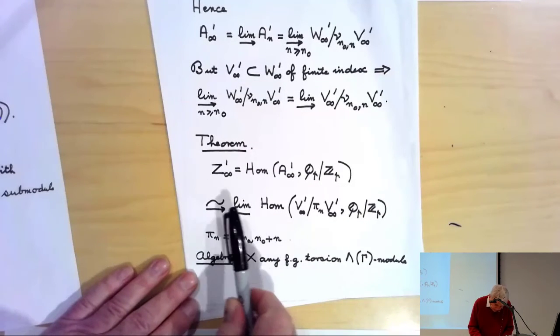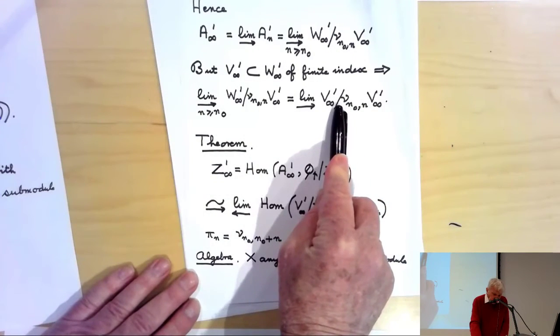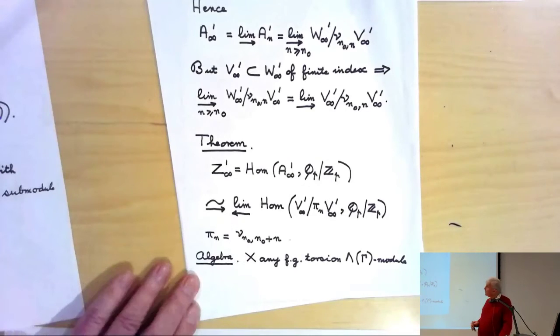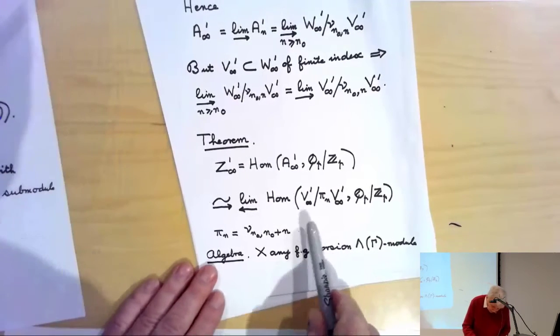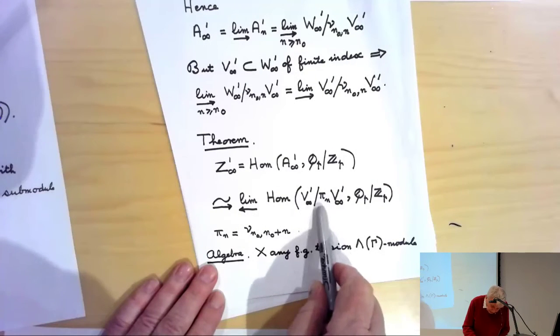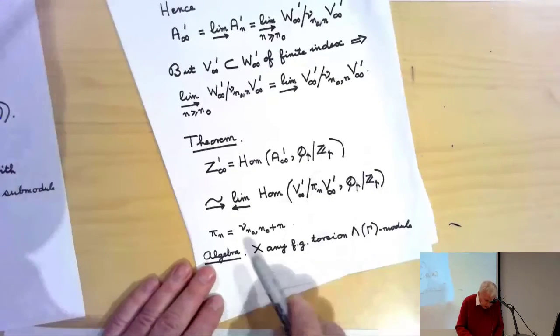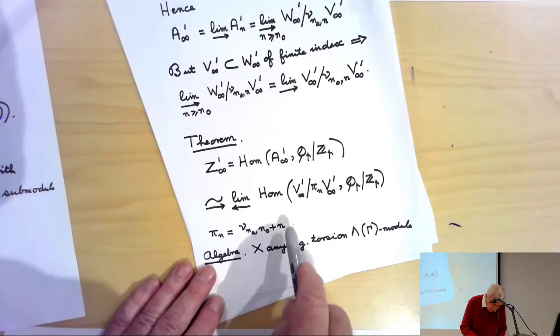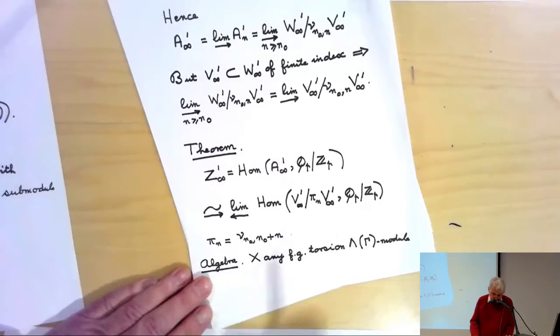And so the conclusion: we've shown that A infinity prime is given by this inductive limit. And therefore it follows that Z infinity prime, which is the Pontryagin dual, will change the limit the other way, and so we get that it's the projective limit of V infinity prime over pi n V infinity prime, QP mod ZP, where pi n is the mu of n naught plus n now, for all n greater than or equal to n naught.